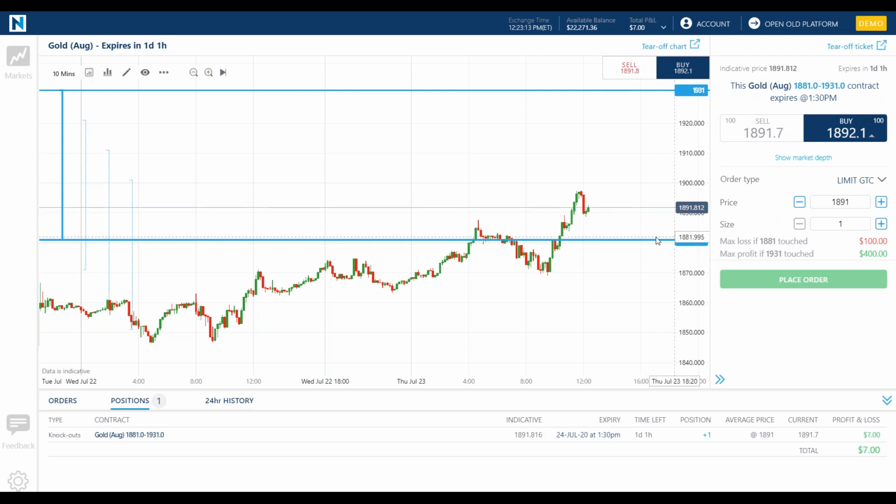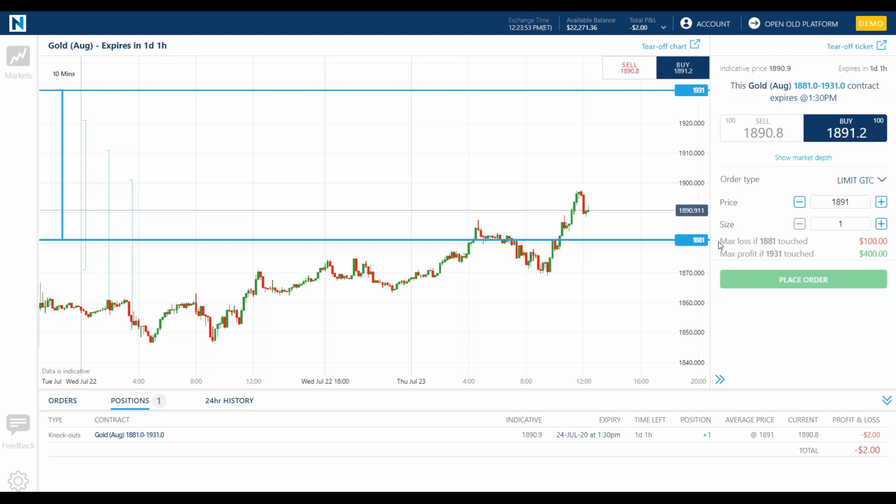If it trades lower than 1891 and settles tomorrow, in 1 day and 1 hour, and it's below 1891 but it never touched 1881, I would experience a partial loss. If it traded down $1, I'd lose $10. If it trades down $10 and touches 1881, I would have my maximum potential loss, $100, knocked out. So my loss would be somewhere between $0 and $100 if it settles lower.